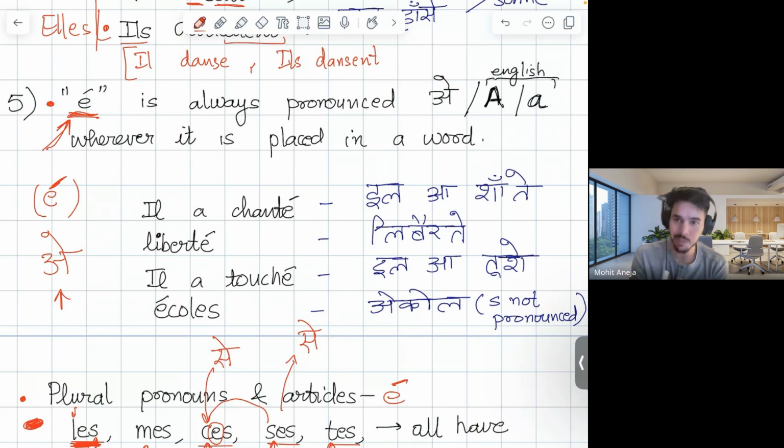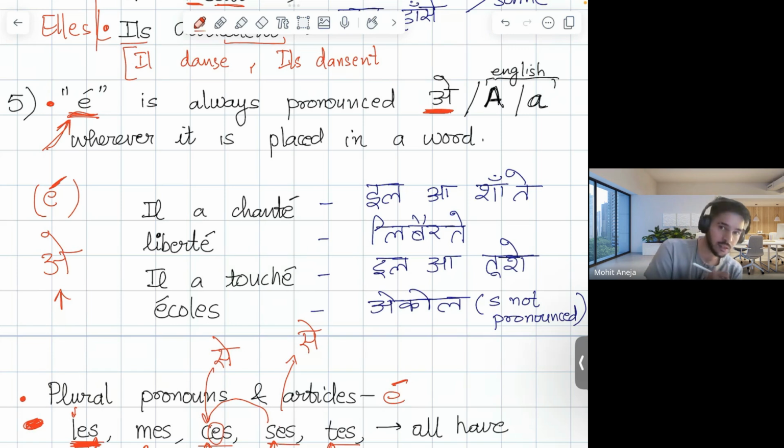Whether it comes in the middle, at the end, or at the start, you have to pronounce it the same way. So anywhere you encounter it, at whatever place, it's pronounced the same way. And the pronunciation is A. Can someone say this pronunciation? A. Yes. So A is always pronounced A wherever it is placed in a word.